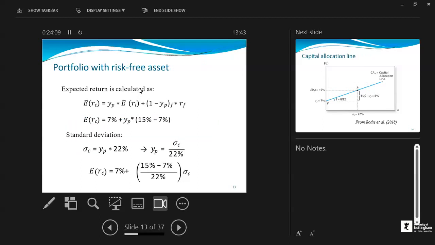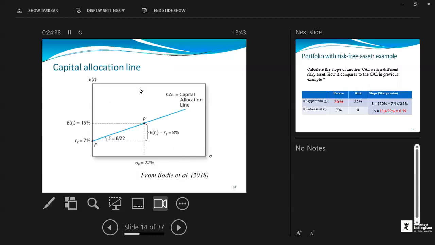So when will you get the highest return? When the Sharpe ratio is higher or lower? What is your objective? Would you want to increase the Sharpe ratio or would you want to decrease the Sharpe ratio? The numerator here is the excess return, so you would want to maximize the excess return. So you would want the Sharpe ratio to be as high as possible.